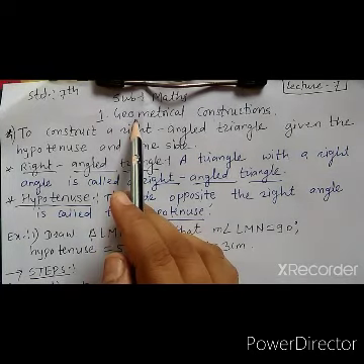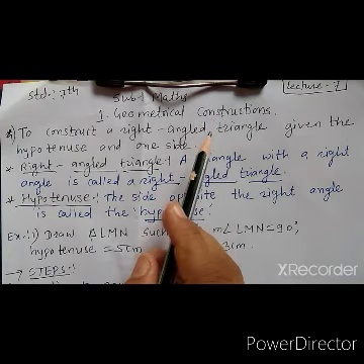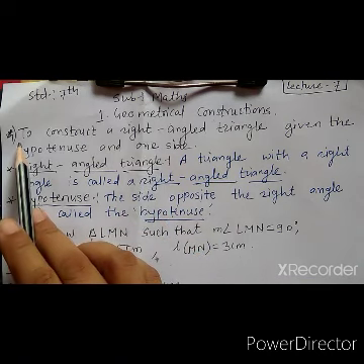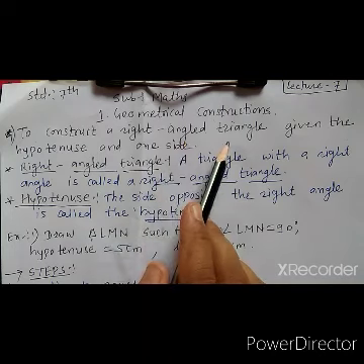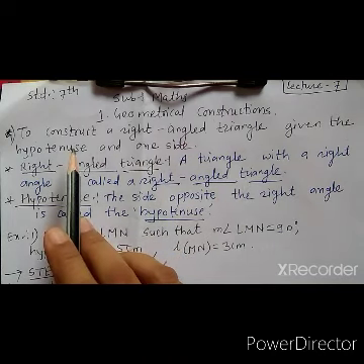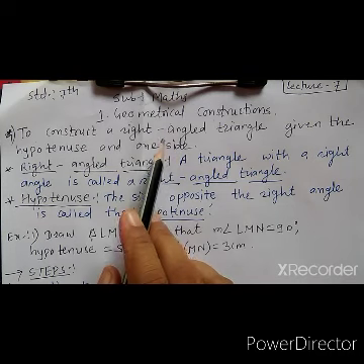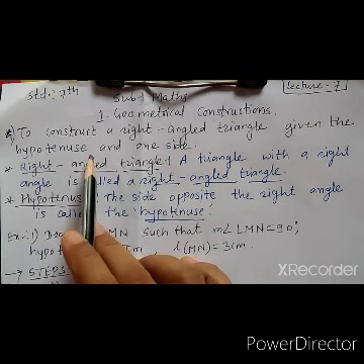Let us see lesson number 1, geometrical constructions. In the previous video, we have seen construction of triangles and its three types. Let us see number 4, to construct a right angle triangle given the hypotenuse and one side. So first we have to clear these 2 points, right angle triangle and its hypotenuse.